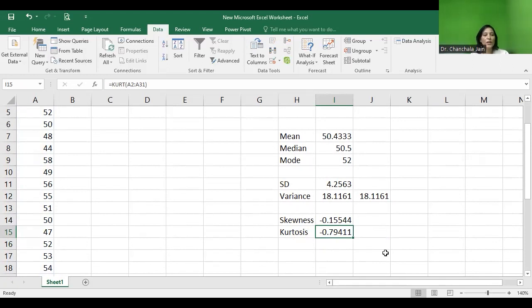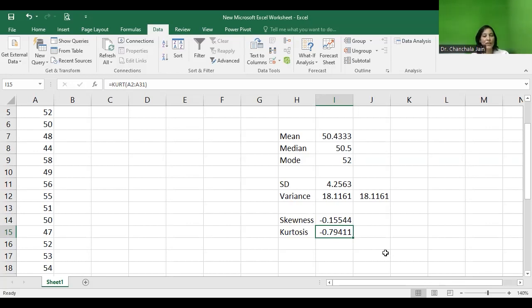Usually for normally distributed data, the kurtosis figure is 3, but here it is minus 0.79, very close to 0. So generally there are three types of kurtosis: mesokurtic, that means the kurtosis of the data is 0; leptokurtic, that means the kurtosis of the data is positive; and platykurtic, that means the kurtosis of the data is negative. So here your weight variable is platykurtic because the kurtosis value is negative.